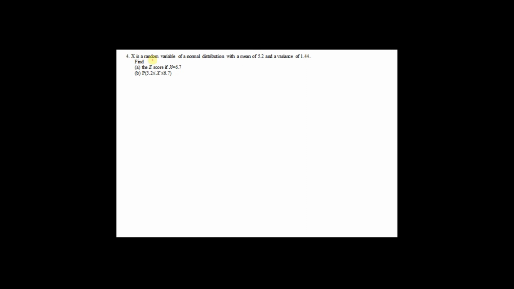Look at this question here. X is a random variable with normal distribution with a mean of 5.2 and variance 1.44. So this is not the standard normal distribution. Remember, the standard normal distribution z is normally distributed with mean 0 and standard deviation 1. So now x is a normal distribution with the mean 5.2 and variance 1.44. If the variance is 1.44, the standard deviation is the square root of variance, which equal to 1.2.